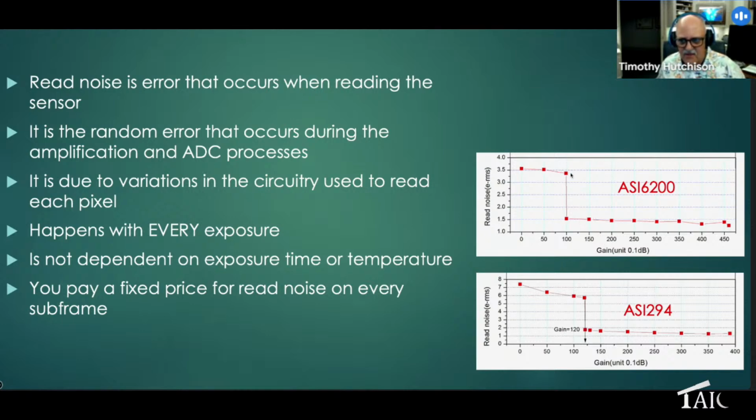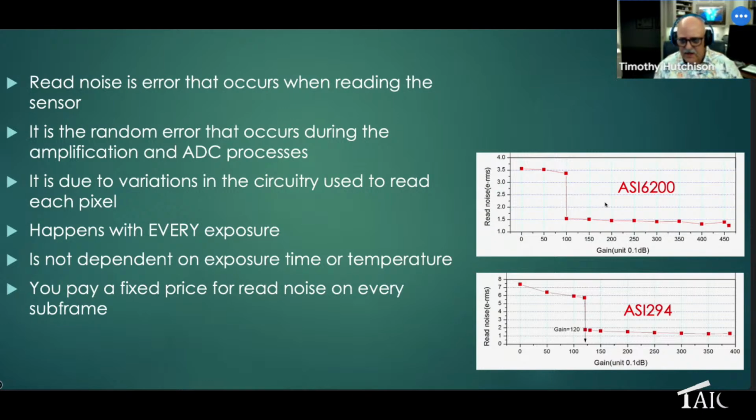And so that's why we have this big drop in read noise from a gain of 0 up to 100 on the 6200, and then from 100 all the way out to its maximum, right? That's what this big drop off here is: that switch from what they call their low gain amplifier to their high gain amplifier. They just have different properties, right?